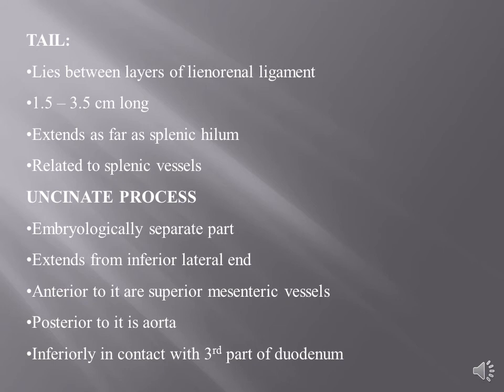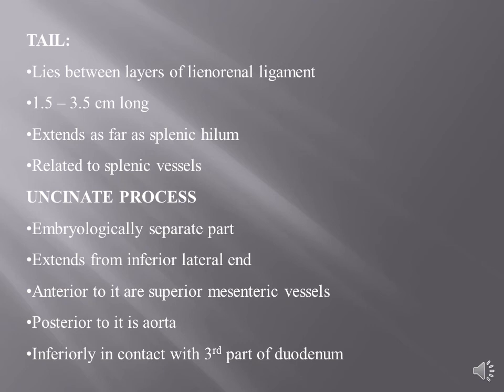The last part is the tail, which lies between the layers of the lienorenal ligament. So it is a content of the lienorenal ligament, which is the ligament between spleen and kidney. It is 1.5 to 3.5 centimeters long, and it is related to the splenic vessels. It has islets of Langerhans, right? So if there is inadvertent removal of the tail of pancreas, it will result in diabetes.